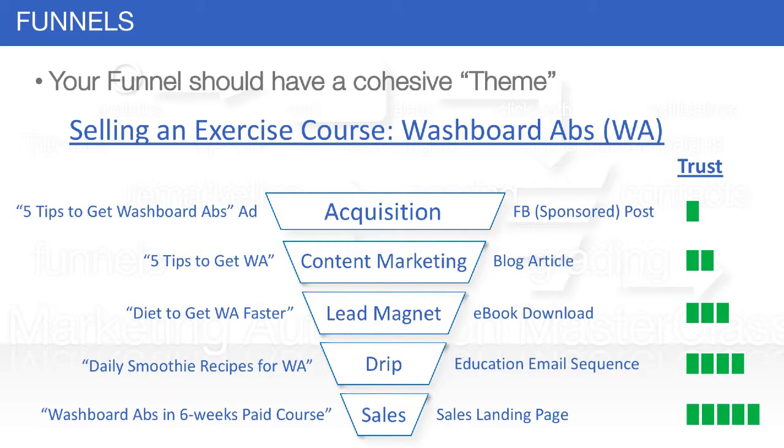Next, over the following few days, weeks, even months, we continue to deliver value with this drip email nurture campaign, right? So we're going to send them daily smoothie recipes to get those washboard abs. And this will occur over time. And as you can see here, that trust really goes up as we continue to deliver value. We're not selling our course yet, okay?